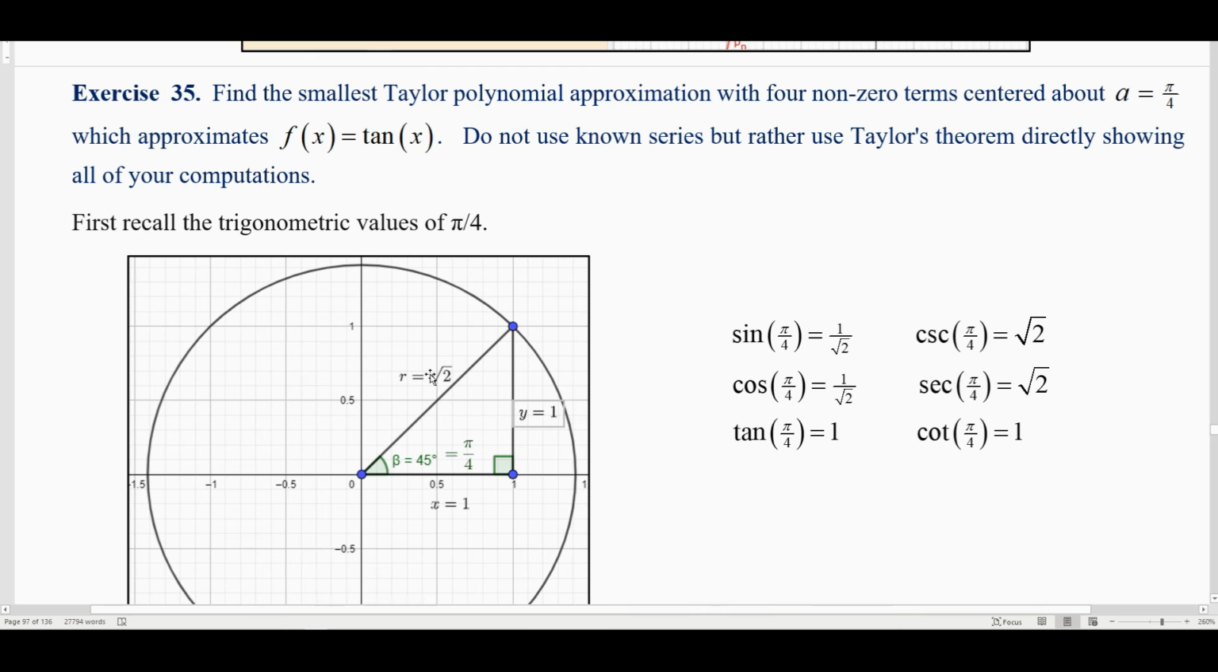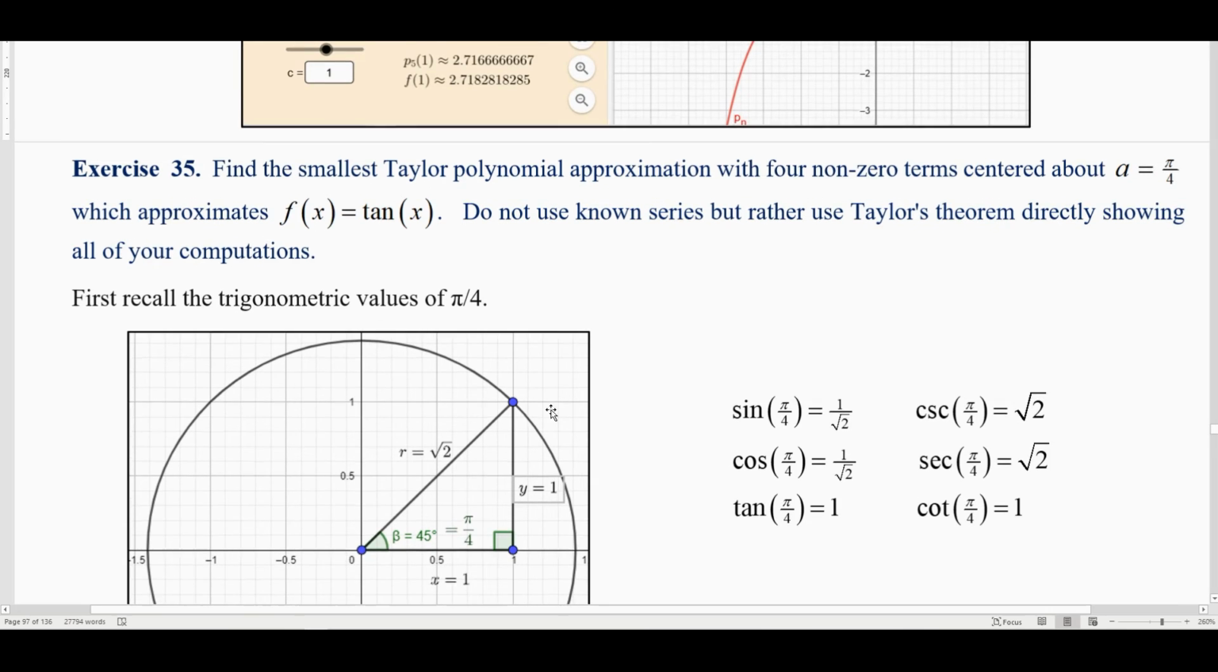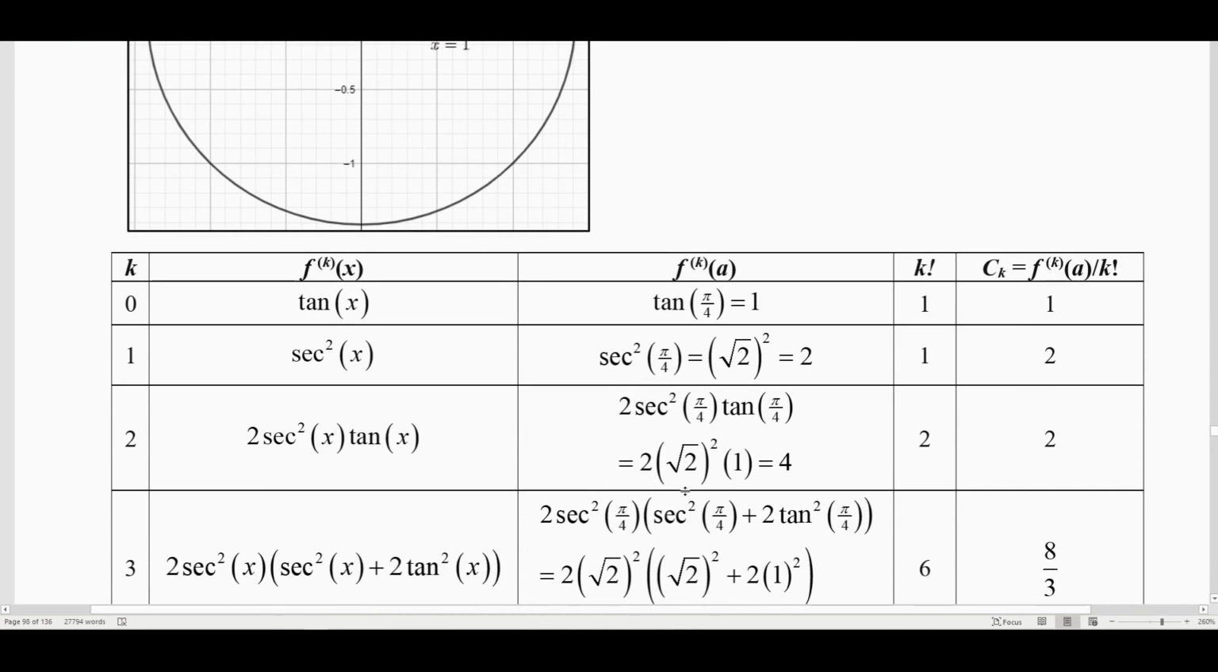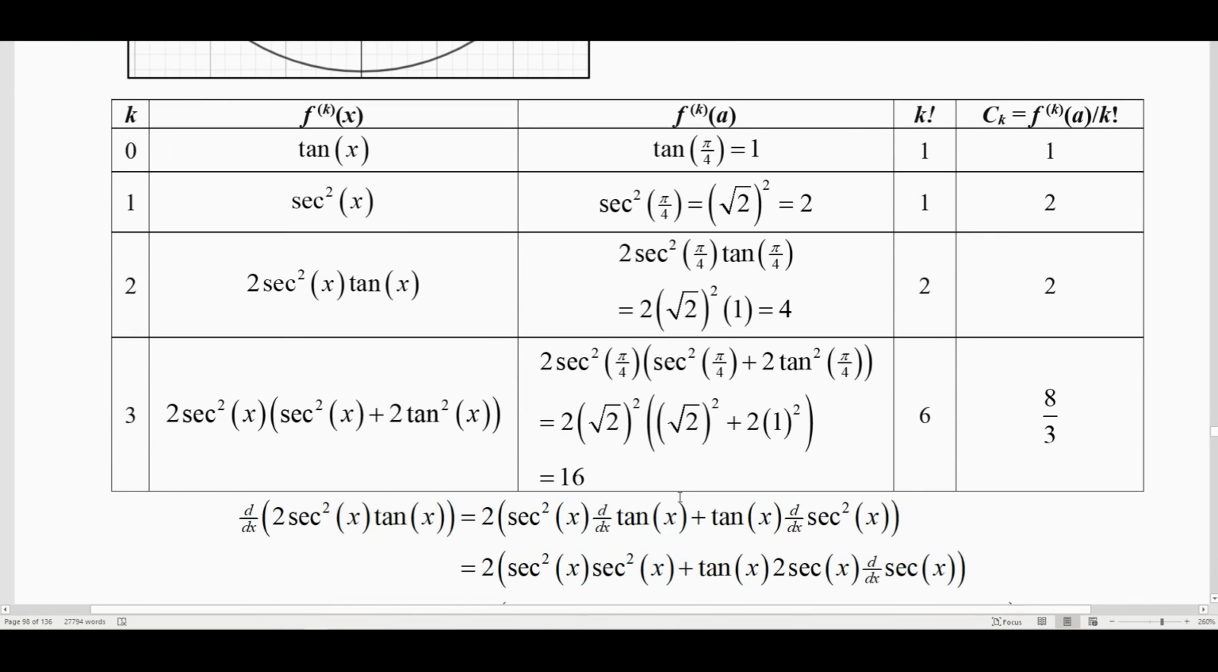The radius is √2. X is 1, Y is 1. R is square root of 2. Theta, or beta I guess as it is here, is pi over 4 or 45 degrees. Sine is Y over R, so it's 1 over square root of 2, or square root of 2 over 2 if you'd rather. Cosine is X over R, so it's 1 over square root of 2. Tangent is Y over X, so it's 1. And the reciprocals are what you get over here for cosecant, secant, and cotangent. All right, so just remember that little basic trig.